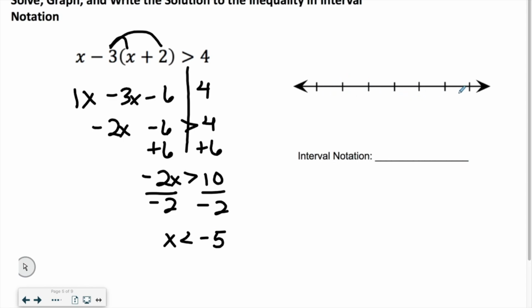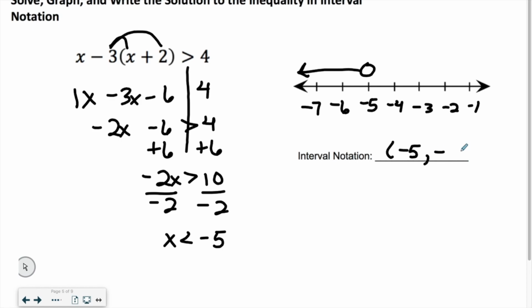So again, over here we have to look at how many lines we have. So I would put negative 5 here, making this negative 6, negative 7, negative 4, negative 3, negative 2, negative 1. So again, above negative 5, it's an open circle because we just have a less than sign. And x is less than negative 5, so we go to the left because that's where the less than numbers are. So it's an open circle, so we use a parenthesis. It starts at negative 5, and where it ends is negative infinity, because it keeps going to the less than side.